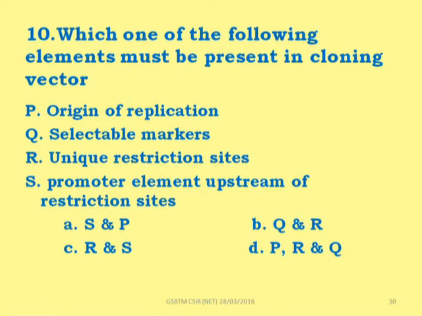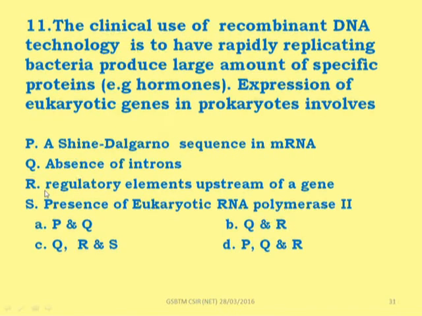There are two types of vector. One is called a cloning vector and another is called an expression vector. An expression vector requires a promoter, a ribosome binding site and a terminator, but a cloning vector does not. So P, Q and R are right and S is not right. So here the answer will be P, origin of replication, selectable marker and unique restriction site. This PQR is right, S is not right.